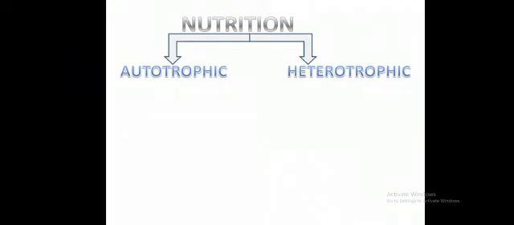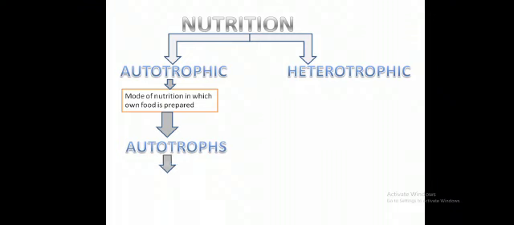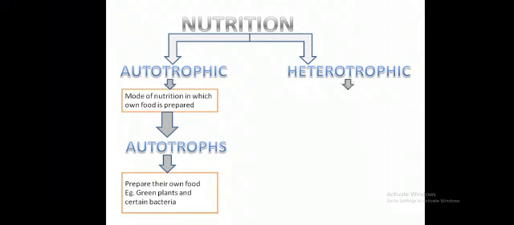Nutrition is of two types. The first one is autotrophic. What do you mean by autotrophic? We'll see later on. Second one is heterotrophic. Autotrophic means the mode of nutrition in which own food is prepared, and the organisms which prepare their own food are called autotrophs. Examples are green plants and certain bacteria.